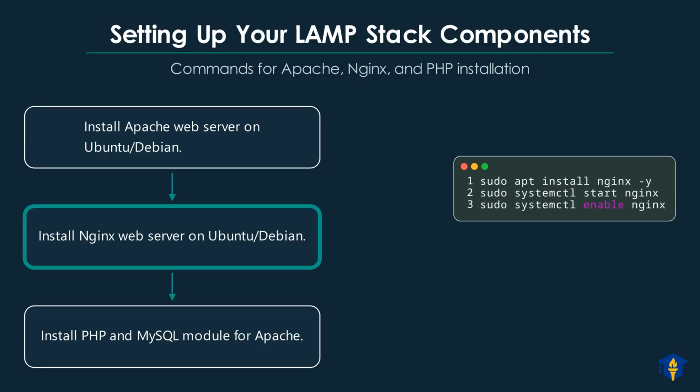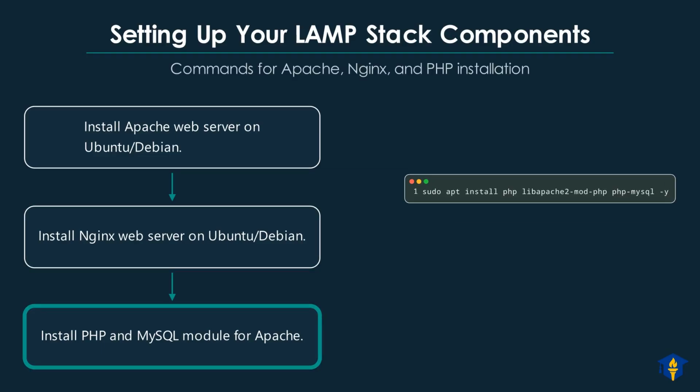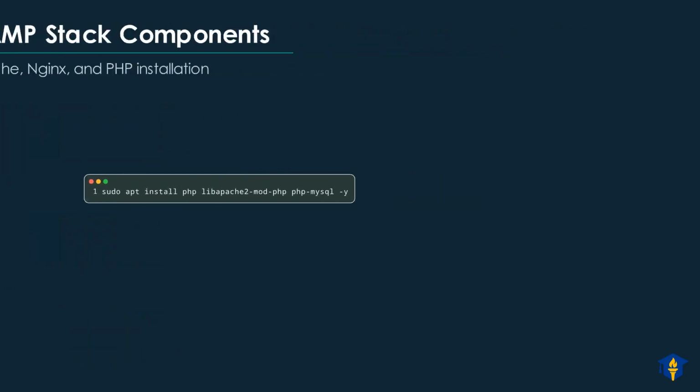Alternatively, you can install the Nginx web server on your Ubuntu or Debian system. This command installs Nginx, starts its service, and enables it to begin automatically. Lastly, we will install PHP and the MySQL module specifically for Apache integration. This command installs PHP, the Apache PHP module, and the PHP MySQL extension.